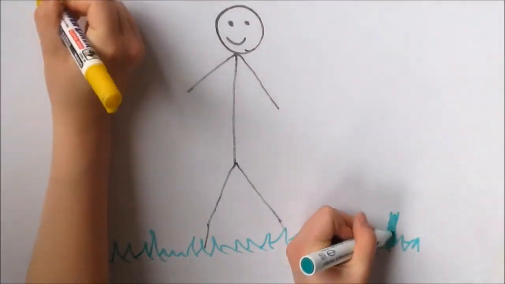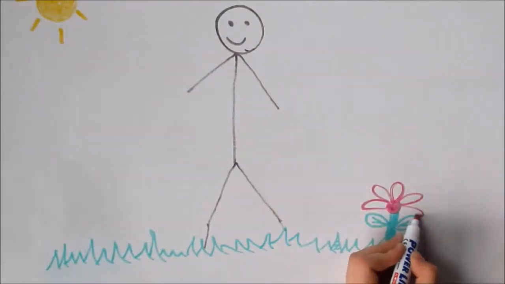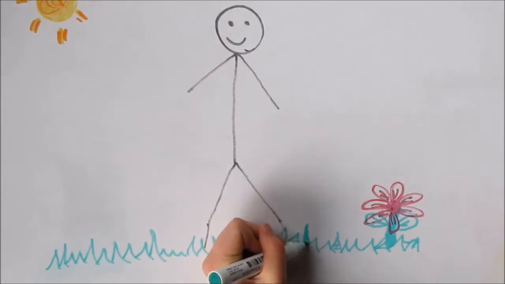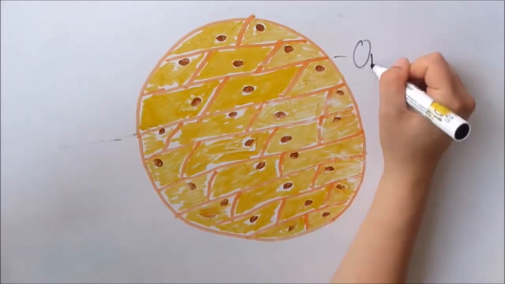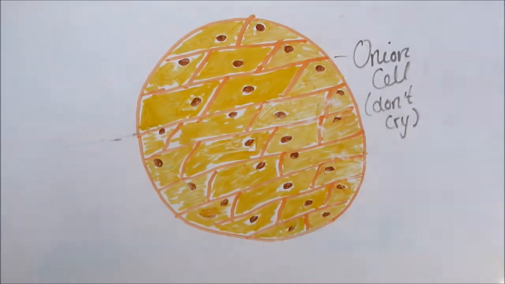All living things are made of cells. Cells are so teeny-weeny that you need a microscope to see them. Here's what a cell looks like under a microscope. Did you know that plant and animal cells are slightly different?